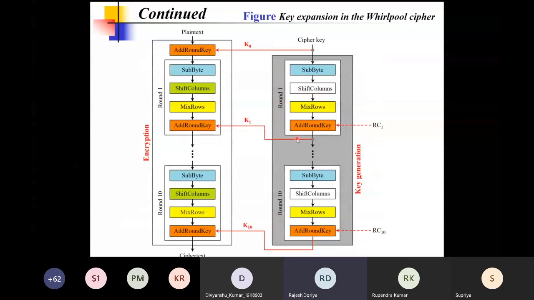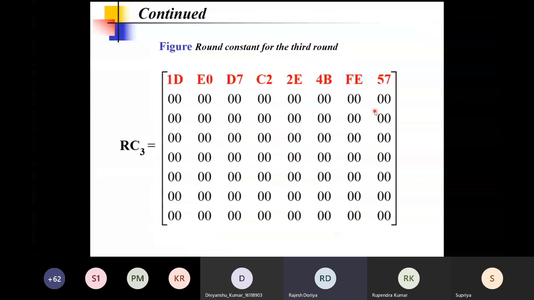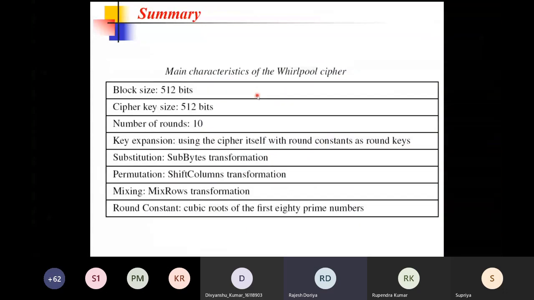Here we can see the working from round 1 to round 10, and this is how the keys are derived with the help of a round constant. This is one of the round constants. So these are the main characteristics of the Whirlpool cipher.